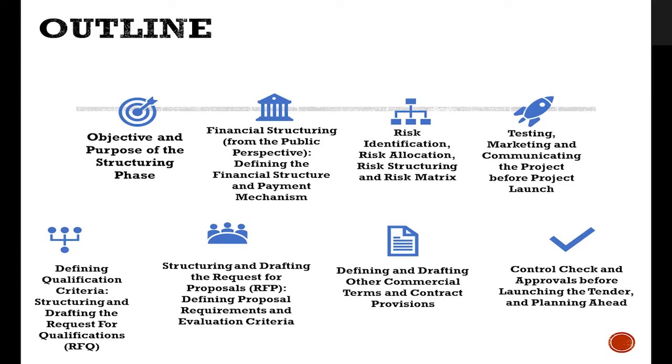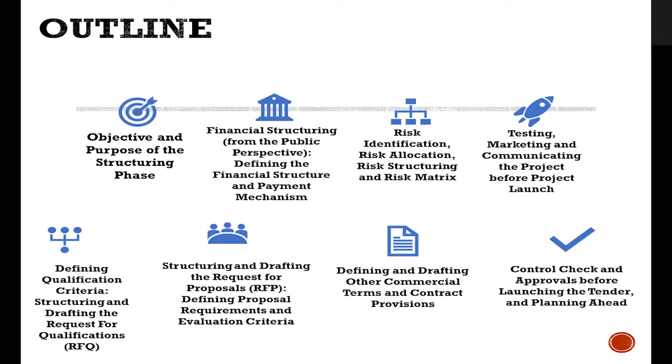So in the outline, we would look at objectives and purpose of the structuring phase, financial structuring from a public perspective, defining the financial structure and payment mechanism, risk identification, risk allocation, risk structuring, and risk matrix. All of these are critical to ensure all stakeholders' interests are well captured, and there are no misunderstandings or room for dispute, or it's minimized to a significant extent.